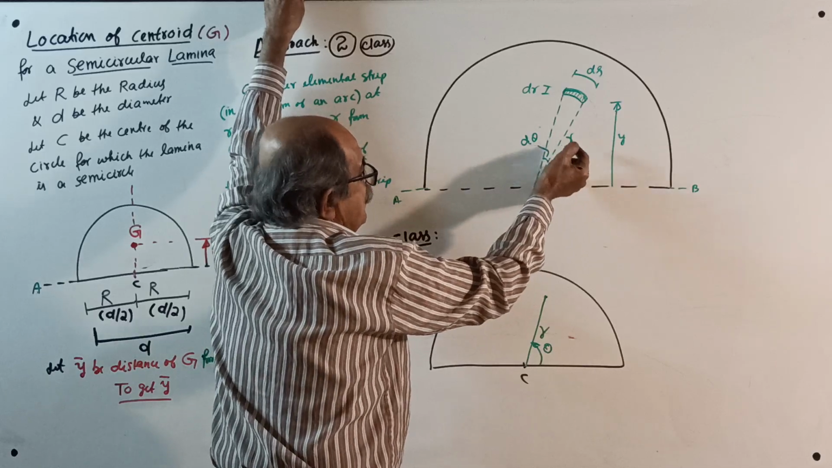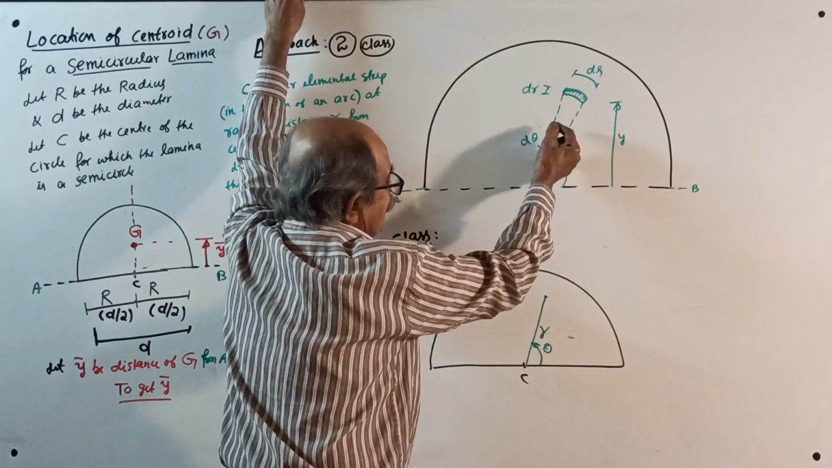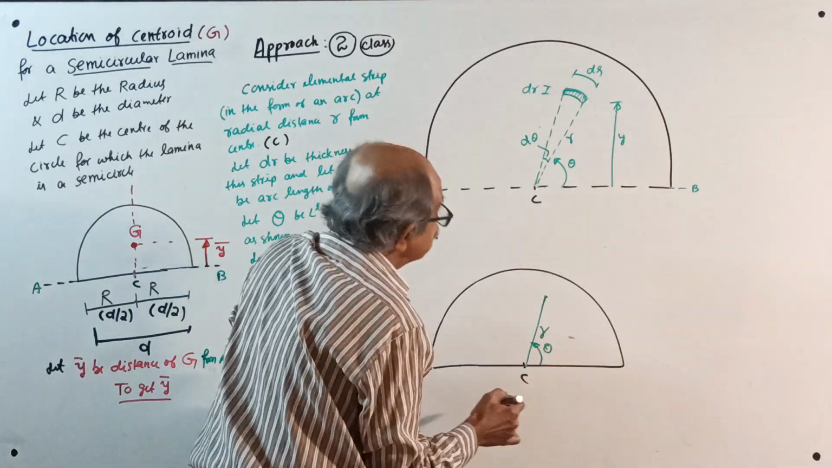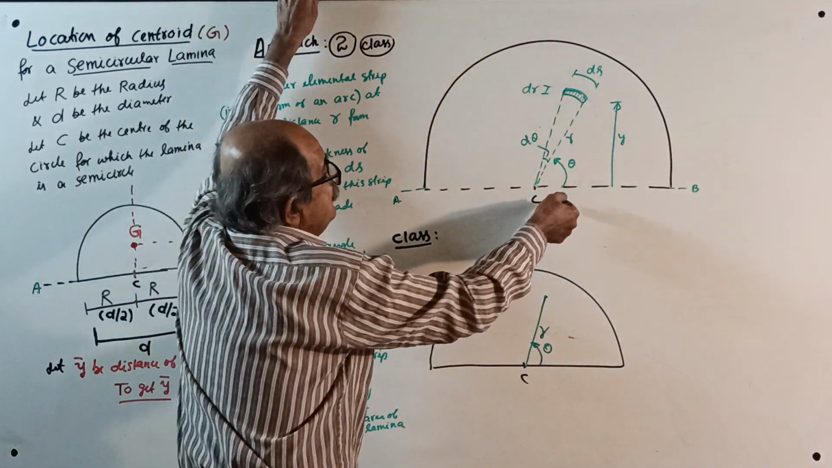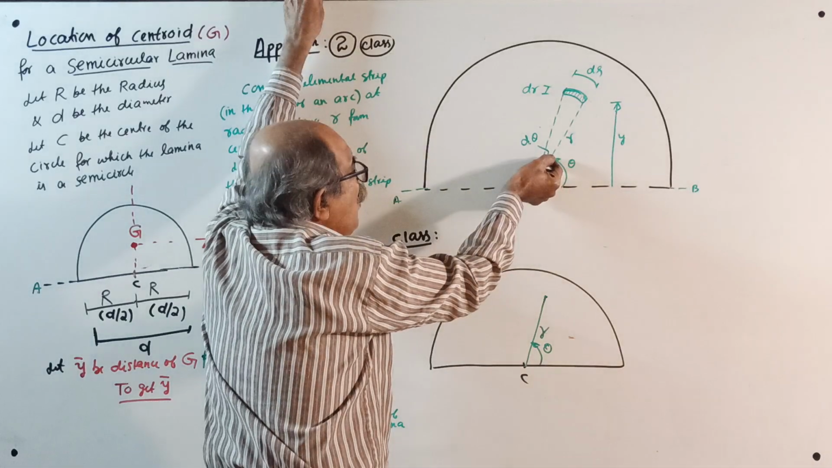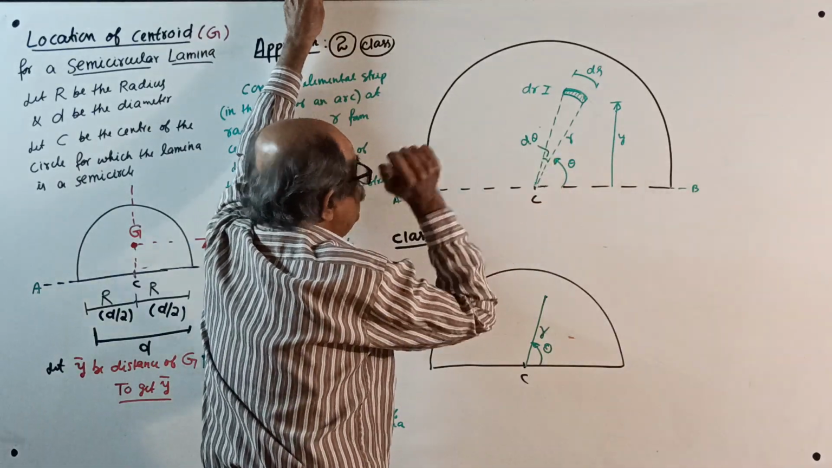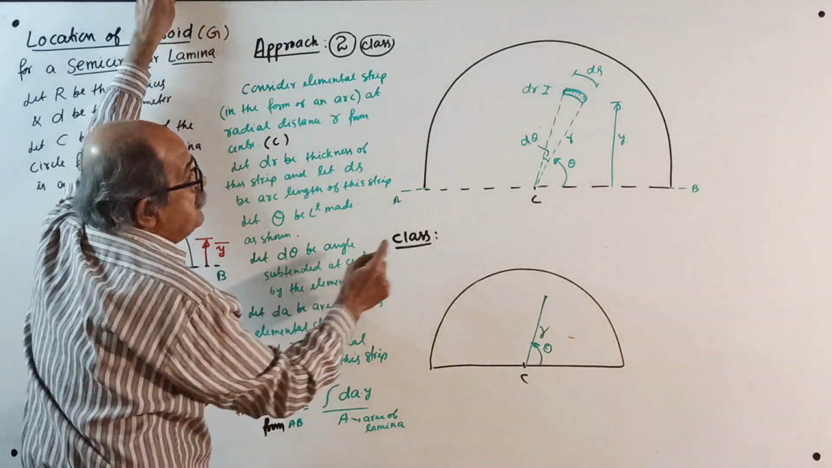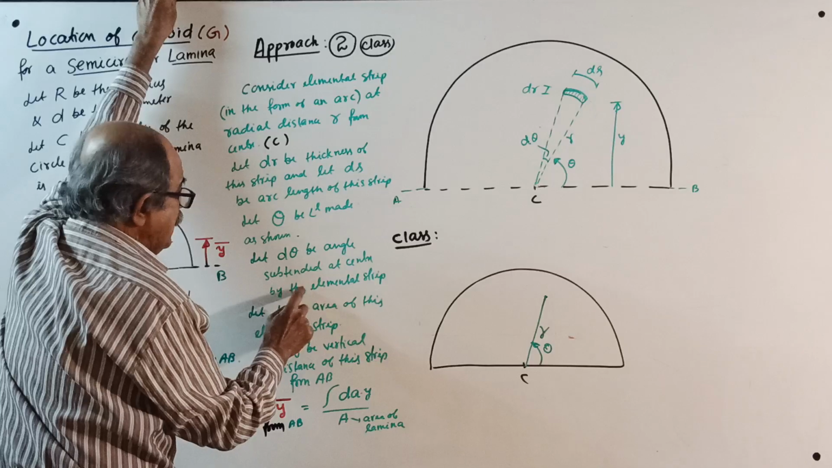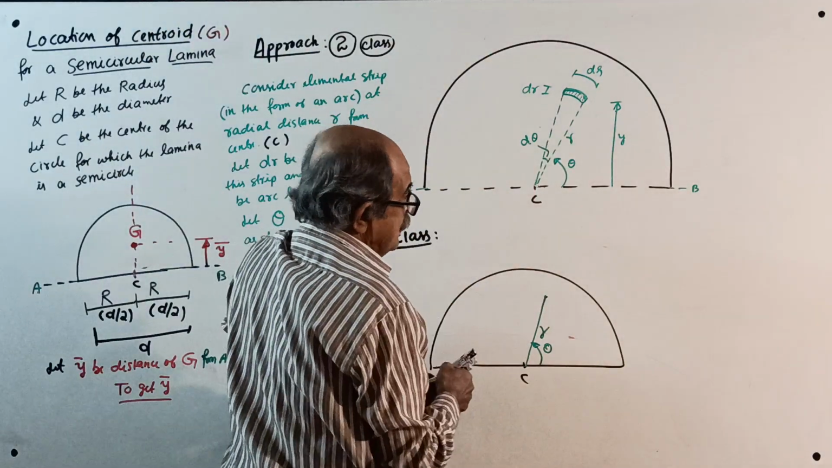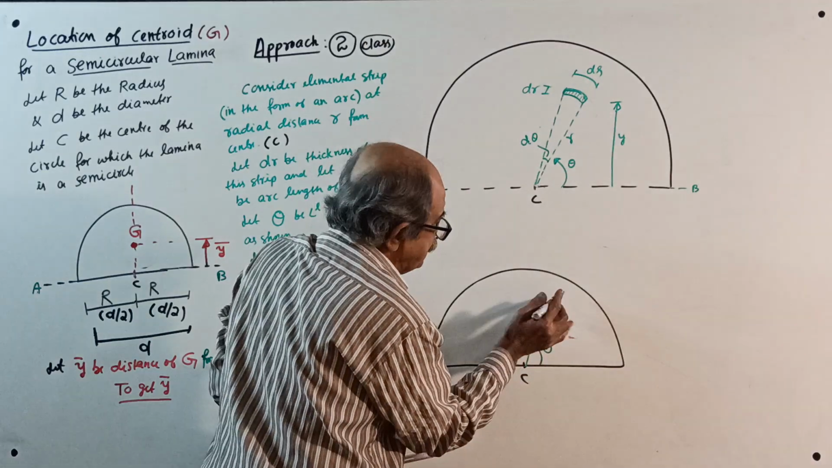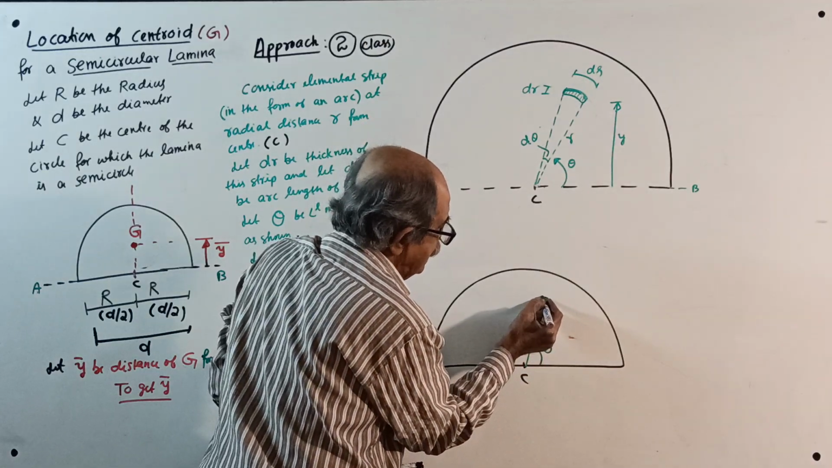Some will ask, sir, is it for this or this one? Both are the same, you can see both lines are so close. But one important thing: this is theta, and this small angle is d theta. Let d theta be the angle subtended at the center by the elemental strip. See, the elemental strip is here. Suppose you take the elemental strip a little bigger, this way.